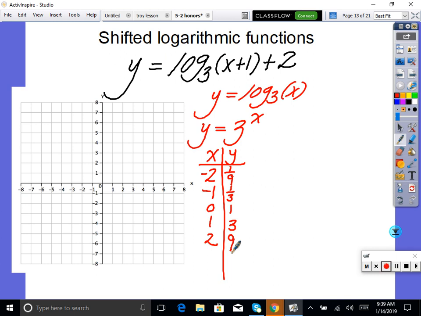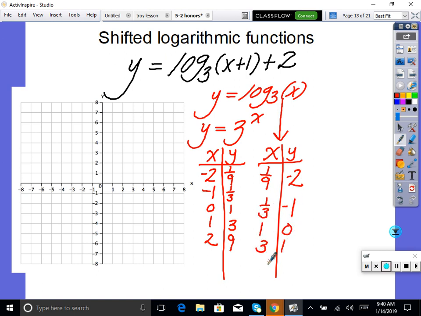So now I'm going to switch them, and that will give me these points. So that would be over 1/9 down 2 units, over 1/3 down 1, over 1 up 0, over 3 up 1, over 9 up 2. Does everybody see how now I have the logarithm's parent function points? Don't graph those still because we now have to shift those parent functions. Left 1, up 2. Shifting for all functions works the same.